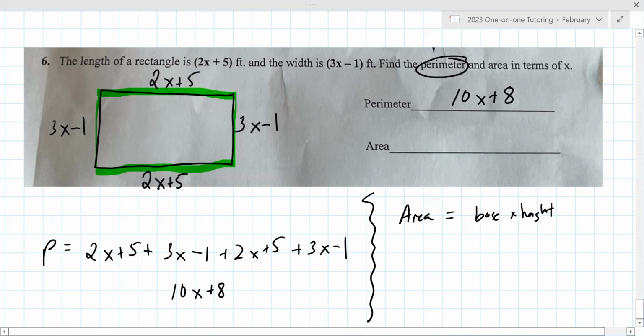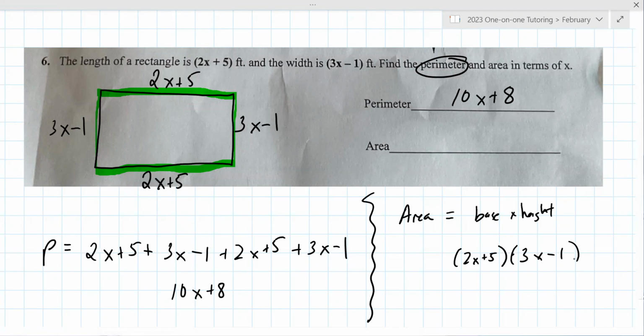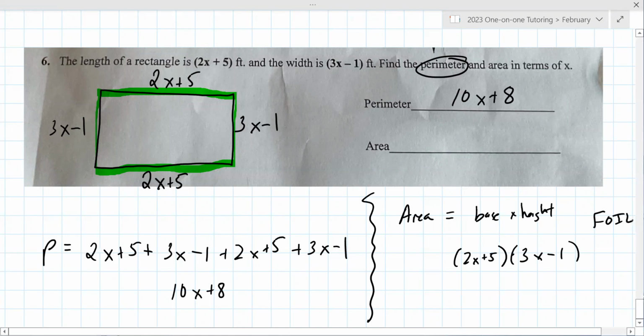We'll cover that a little bit next year. So your base, and it doesn't really matter because you're going to multiply them by each other, is 2x plus 5 times 3x minus 1. And you do have to multiply. You do have to FOIL. I think we were doing that a couple lessons ago. So will you FOIL this and tell me what you come up with?